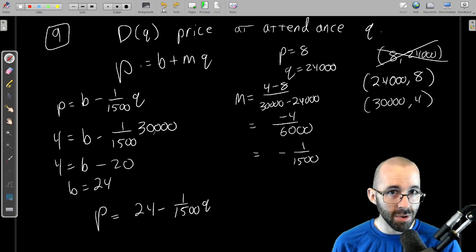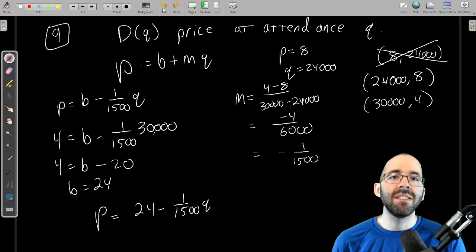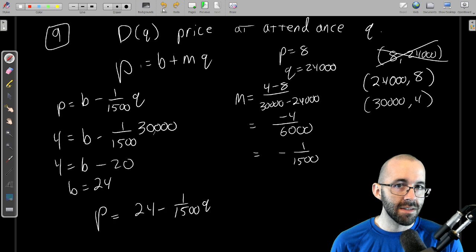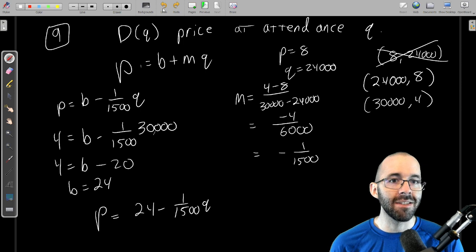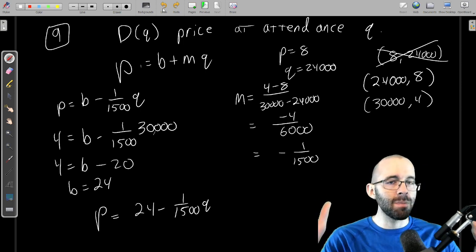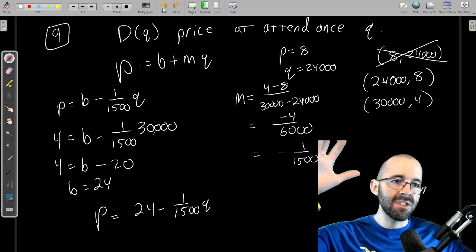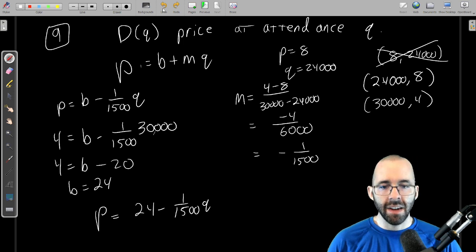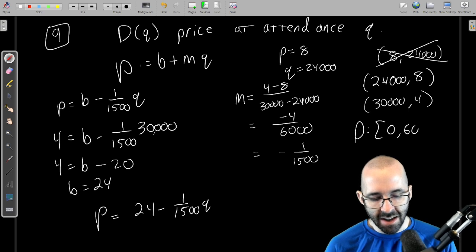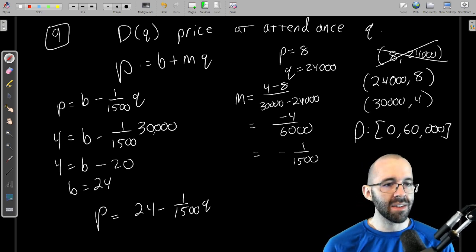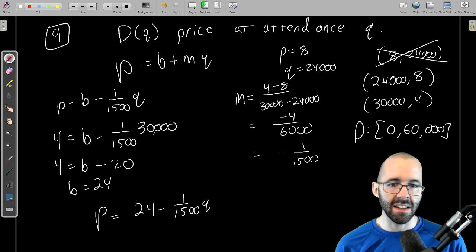And again, that's not true. It's not true that charging $24 a ticket will have 0 people attend. This is a linear model. It's not a full-on accurate description of reality. It's just a model. And models, especially linear models, break down in accuracy near the edges of their domains. The edges of the domain here, if we did ask the domain, would be 0 to 60,000. Because if we're talking about attendance, those are the attendance numbers that make sense. The stadium can hold 60,000.